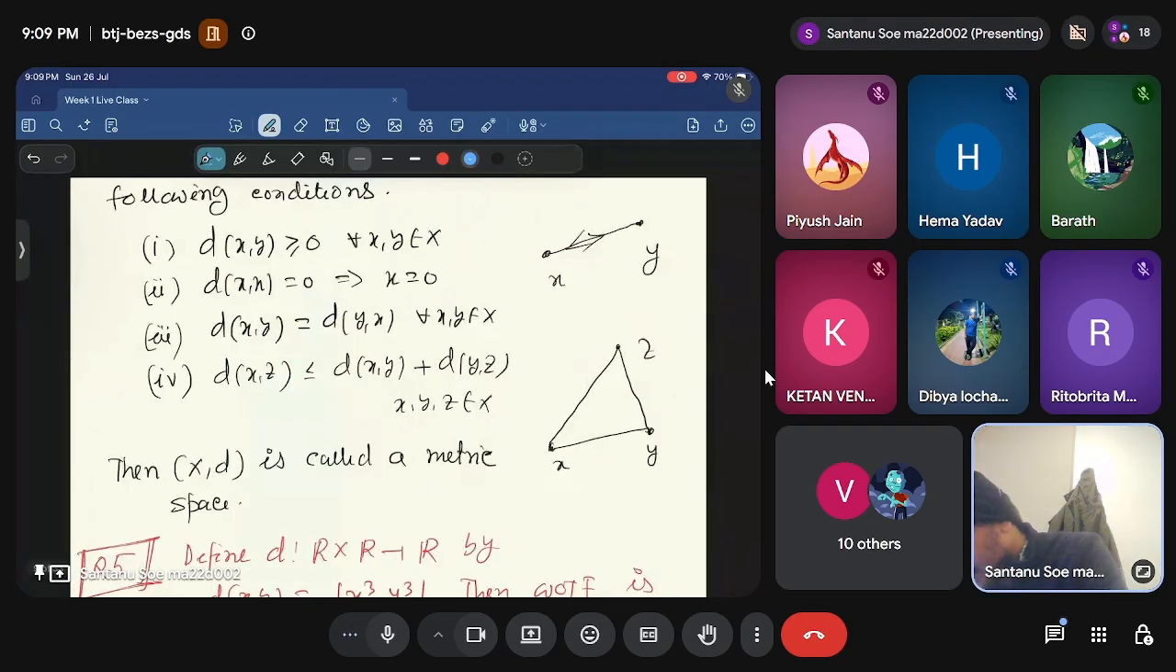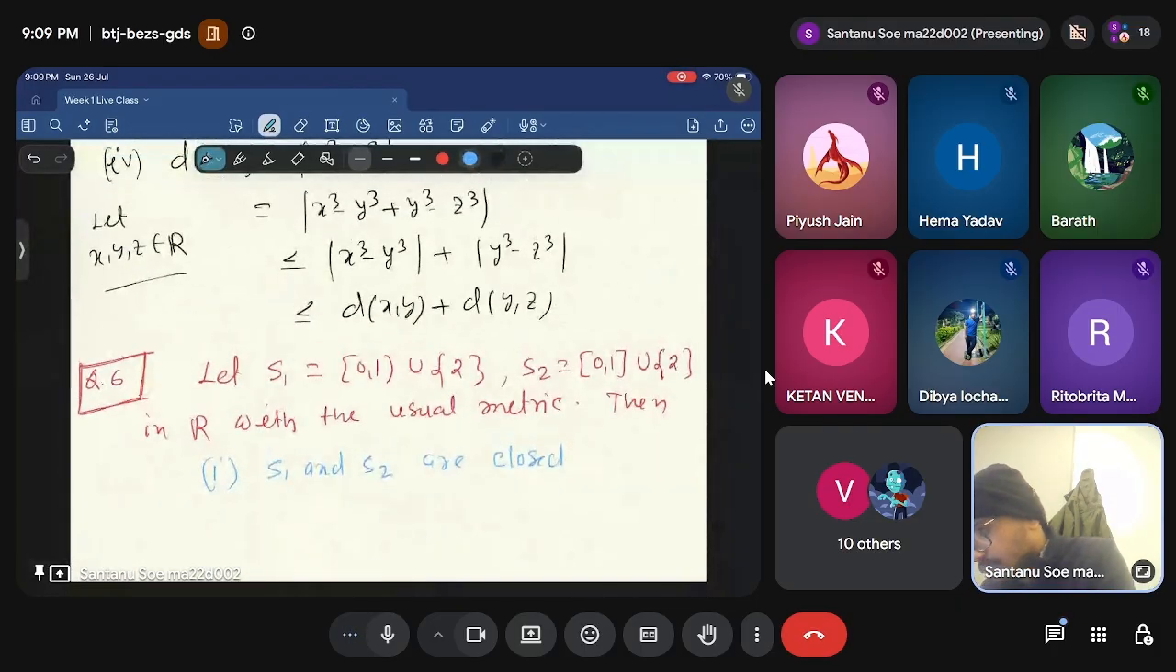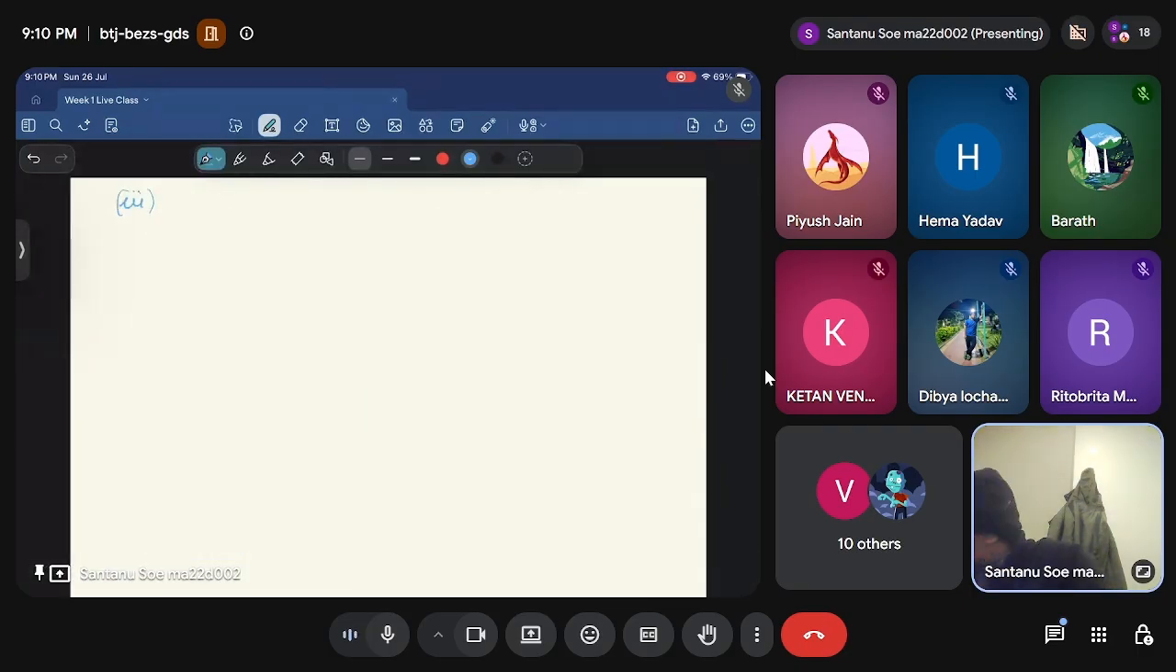Okay, so first let me tick the correct options. So D must be a metric on R. S1, S2 are closed. Second question is all points of S2 are limit points of S1. Third option is S2 is closed and 2 is an isolated point of S1.